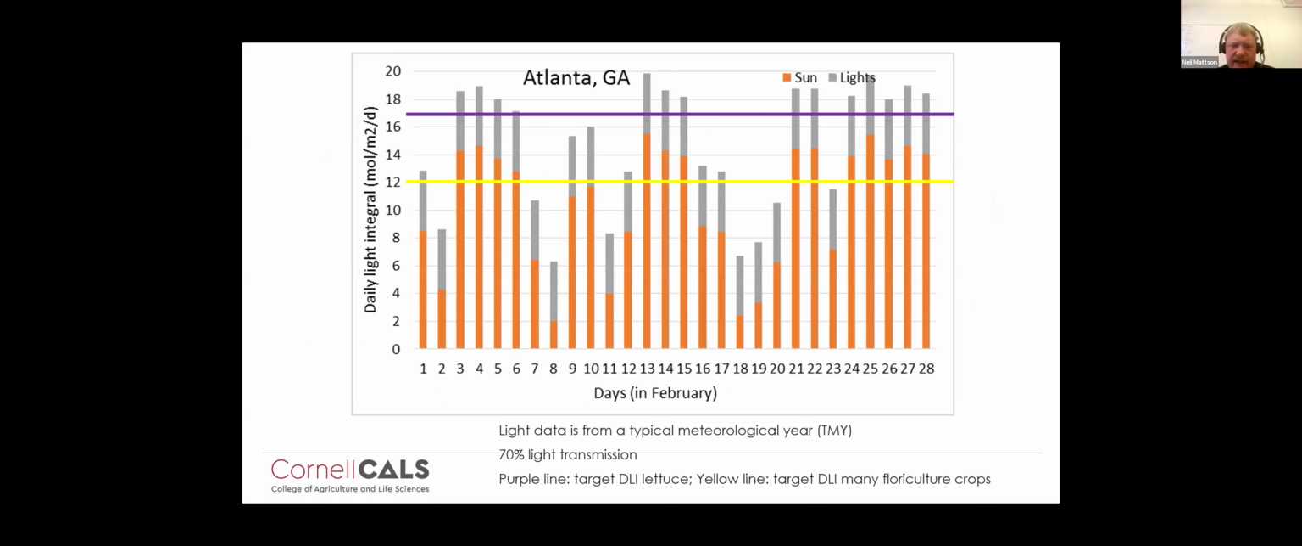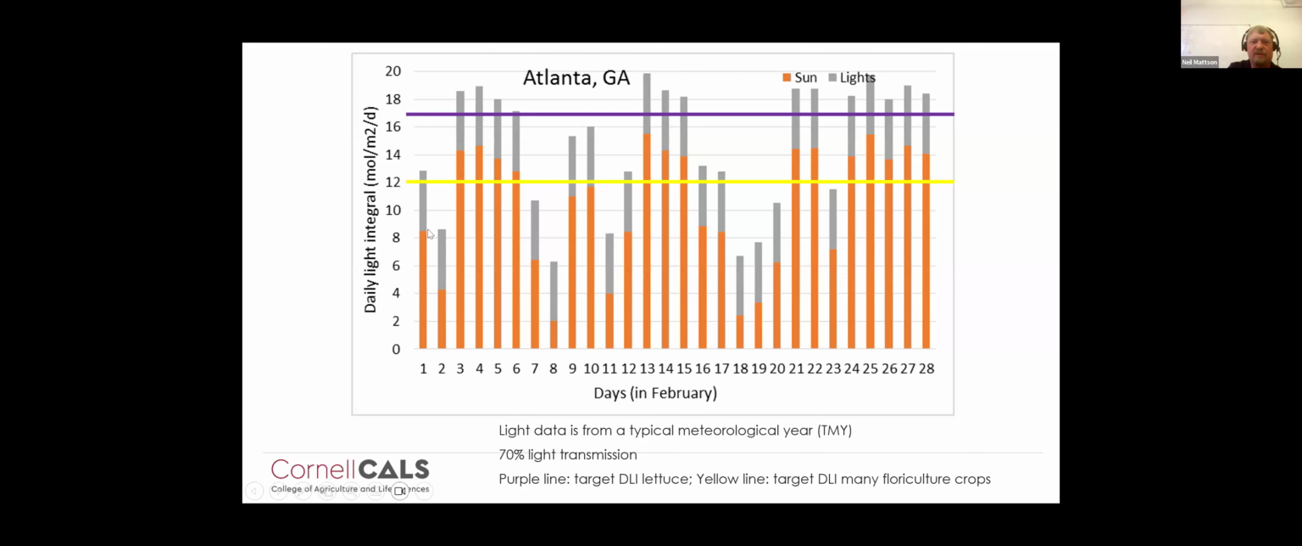So I took some data. This was, I think, an average February in Atlanta, Georgia. And the amount of light that we get from the sun in a greenhouse with 70% light transmissivity are these orange bars. So depending on the day in Atlanta, Georgia, we could get 8 moles of light. On some of the higher days, we could get 14 moles of light. And then our daily light integral target in yellow would be like for bedding plants or floriculture crops at 12 moles of light. And then for head lettuce, this purple line at 17 moles of light.